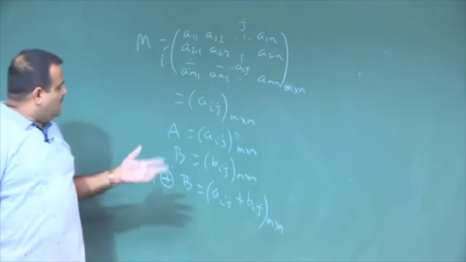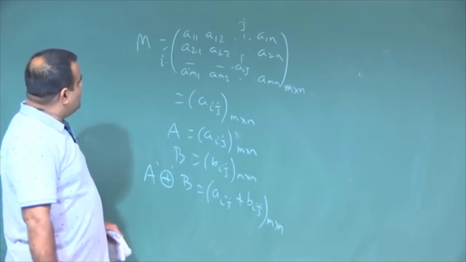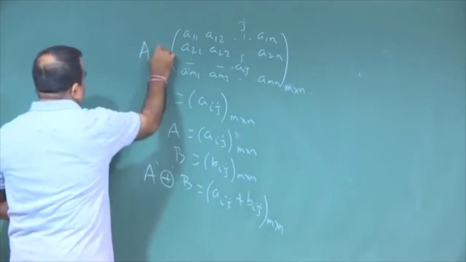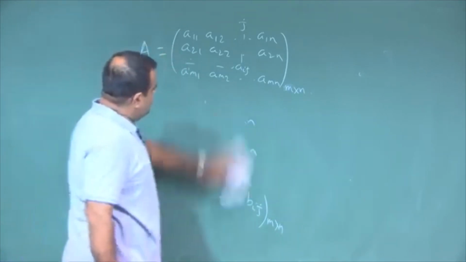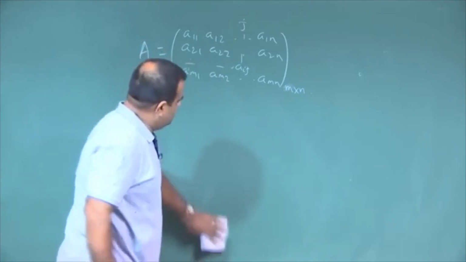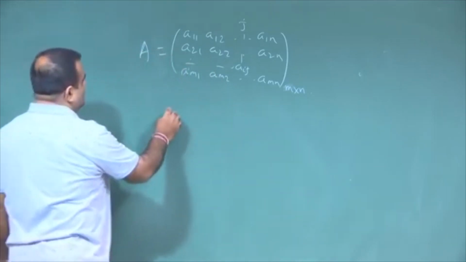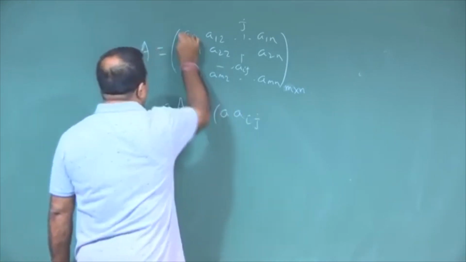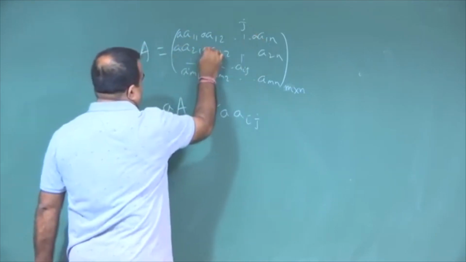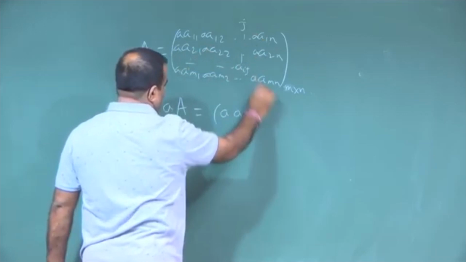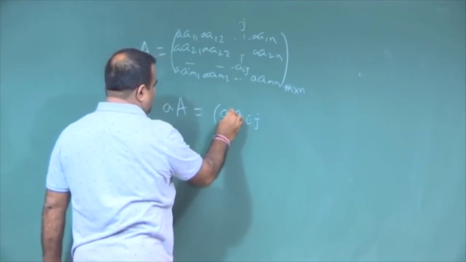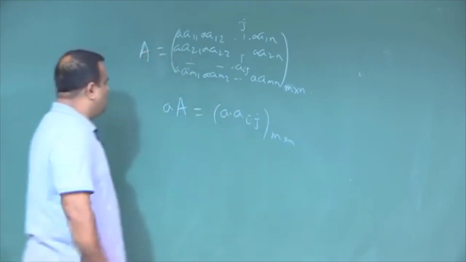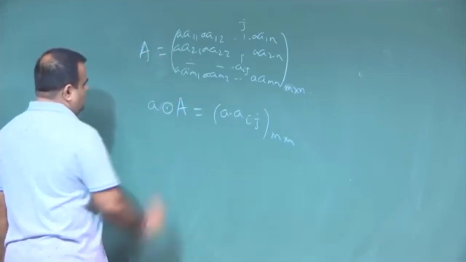Then the scalar multiplication with a matrix is also simple. If you take a matrix A, how do we define the scalar multiplication? We can take a scalar, or a real number, say a. So, a times A is basically a into Aij. We just multiply a with all the elements, like this. This is the field multiplication. This is how we define scalar multiplication.